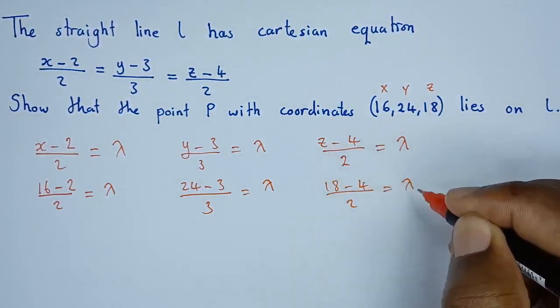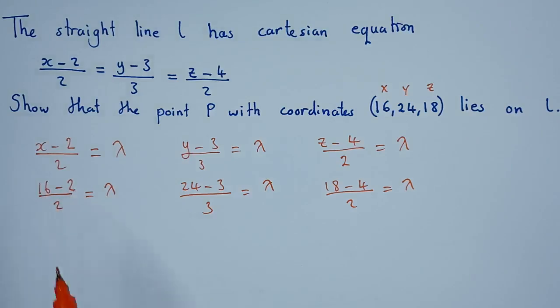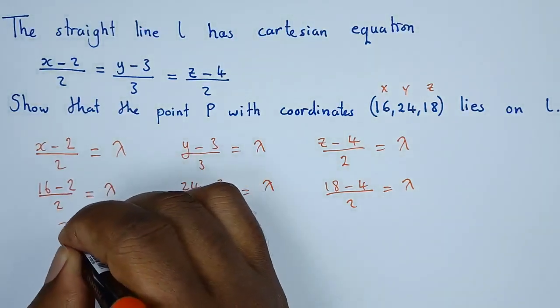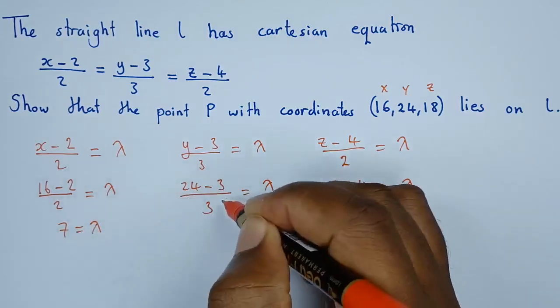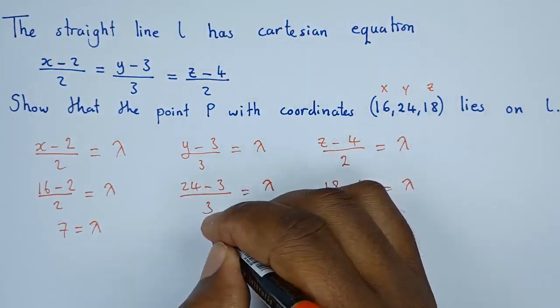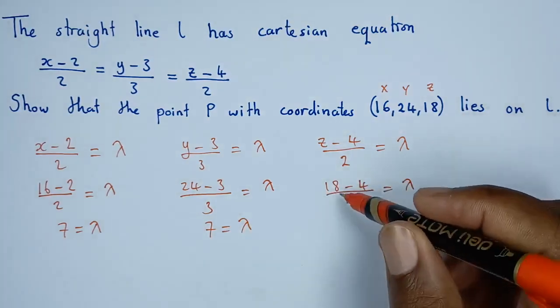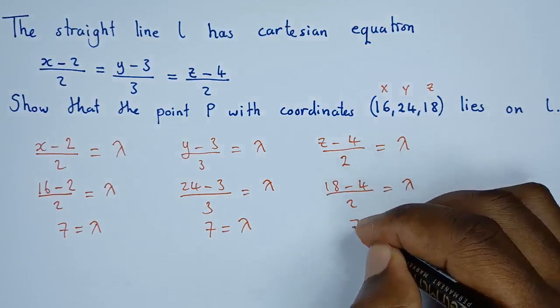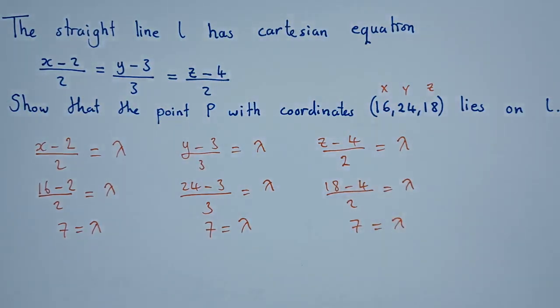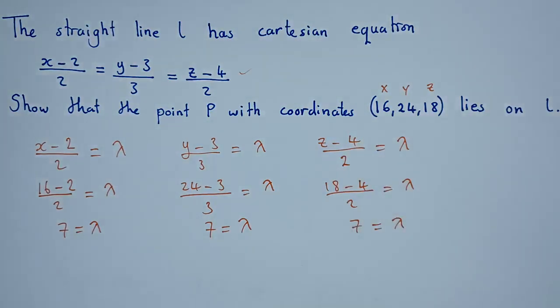This is also lambda. So 16 minus 2, which is 14, divided by 2, which is 7. So the value of lambda here is 7. Same thing here, 24 minus 3 is 21. 21 divided by 3 is 7. 18 minus 4, that's 14. 14 divided by 2, that is 7. Okay. So since all three coordinates give the same value of lambda, this shows that the point P lies on the given Cartesian equation. So this is how you show that this particular point lies on the equation.